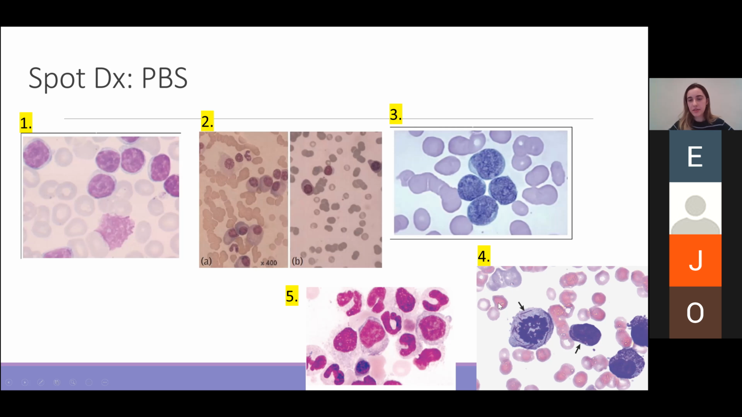We'll skip to this one. So 4, it's pointing at these rods, and these are called Auer rods, and they're found in AML. So that's the one where you've got the 9 and 22 chromosome translocation, and you get that Philadelphia chromosome going on. And then this one is CML. So you've got some myeloid looking cells there. And then this one is ALL.